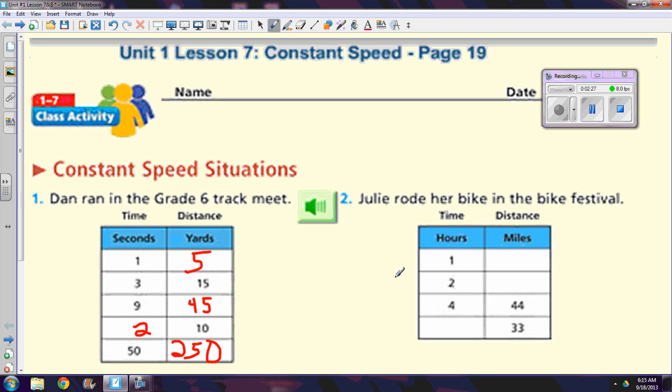All right, then over on the right, you have Julia rode her bike in the bike festival. 1 hour, how many miles? 4 hours, 44 miles. So if you divide 4 into 44, you end up with 11. So in 1 hour, 11 miles. In 2 hours, 22 miles. In 4 hours, 44 miles, and 33 divided by 11 is 3.